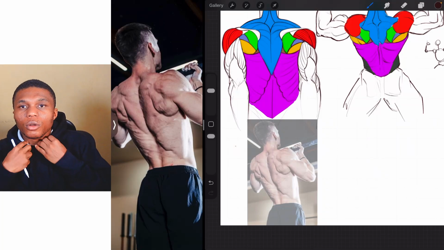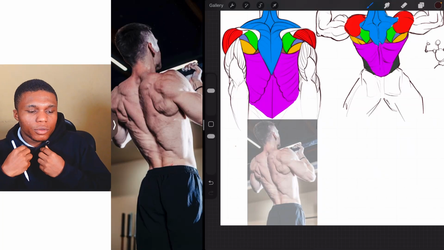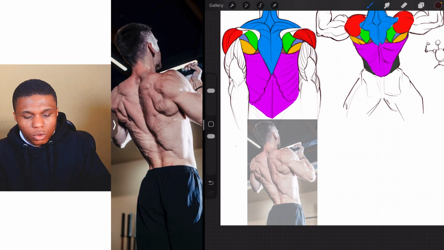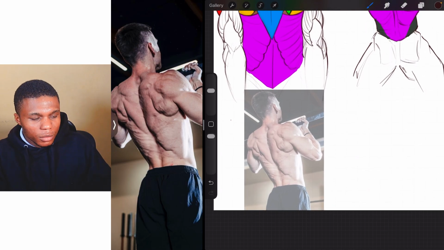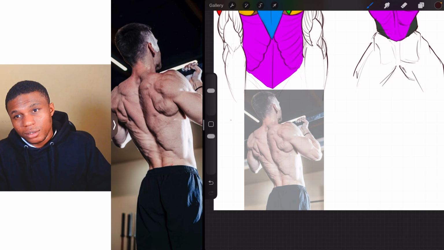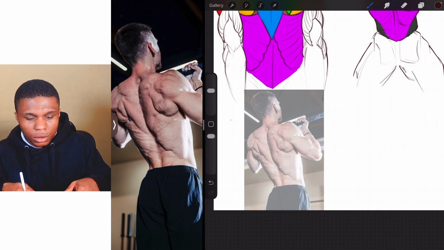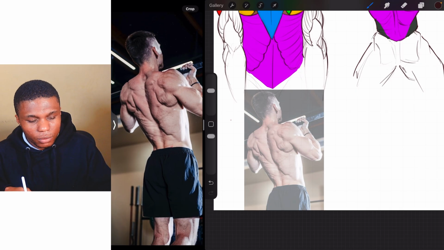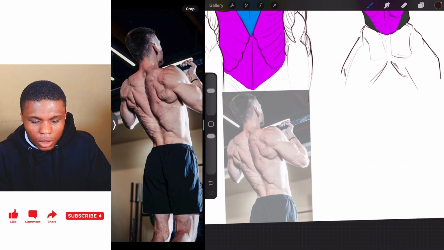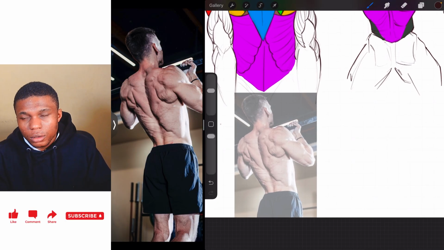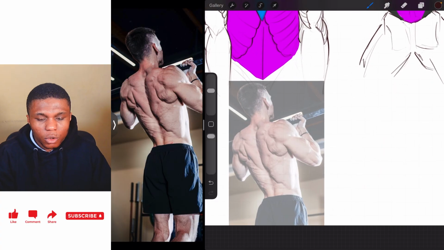Good day everyone, welcome to another video. In this video I'm going to talk about the back torso, and I'm going to do a quick breakdown that can be helpful, because this is the sort of thing I do whenever I study. I am studying the back view of the male torso, essentially the back view of the human torso.